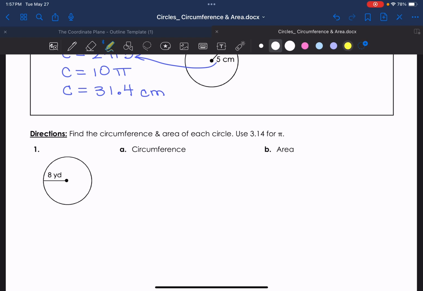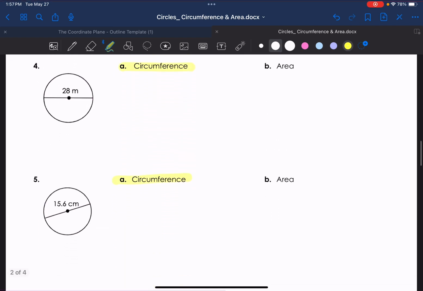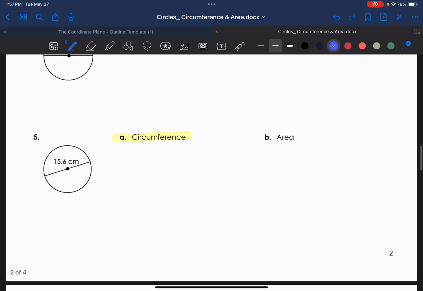For the you try work, we are only doing the circumference. So you are completing question A. Question 1, part A. Question 2, part A. You're doing part A for pages 19 and 20. Read the directions carefully, and you will notice that we are using 3.14 for pi, not the pi button. Again, you're doing just part A for each of these questions. We will get to the area later, but that means you need to write small. Make sure you leave space so that you will have room to do the area another day.